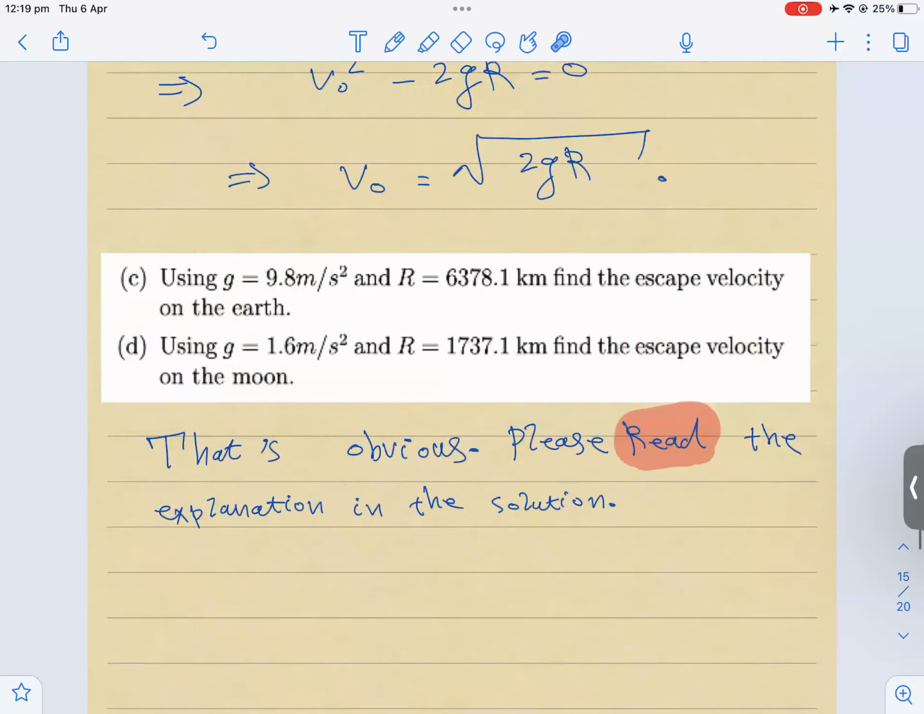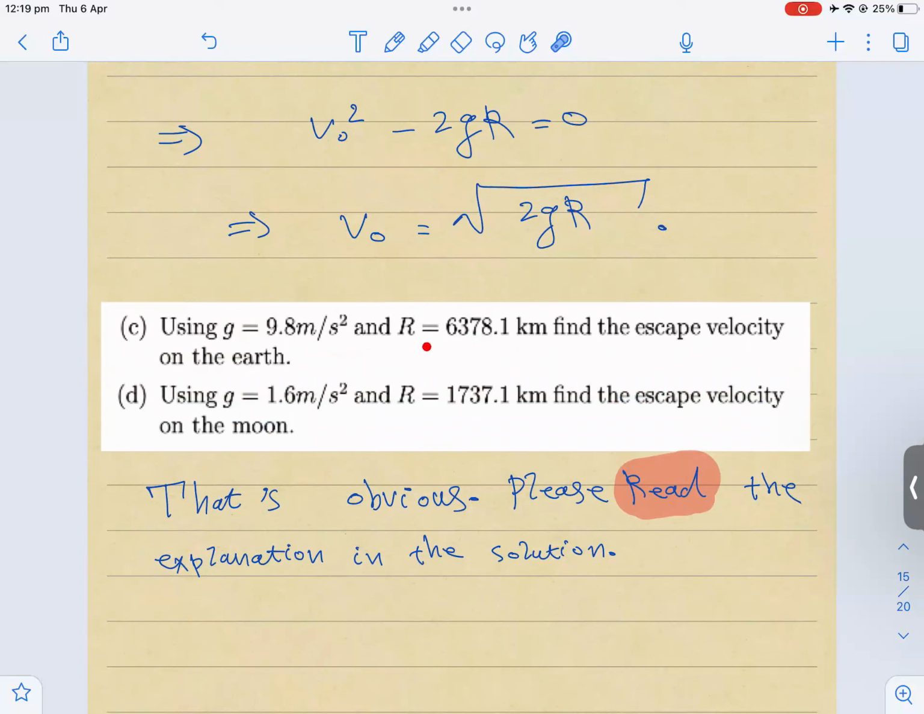Now, R is, as I said, the radius of the Earth. So the radius of the Earth is this value, and g is this value. So you stop here and you can find V0. For the moon, g is this value, 1.6.